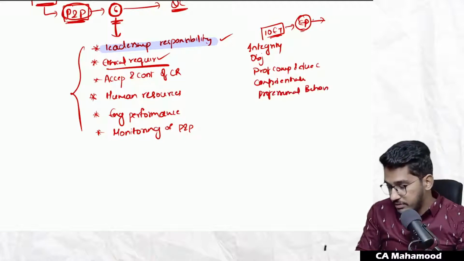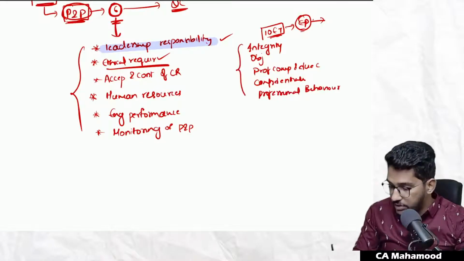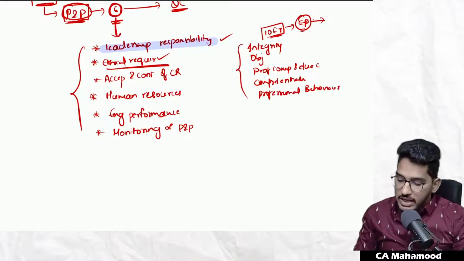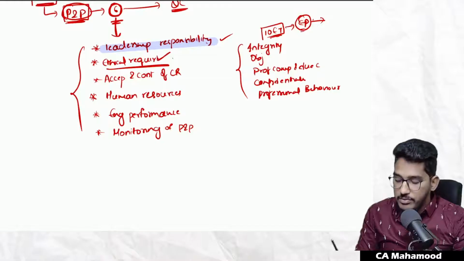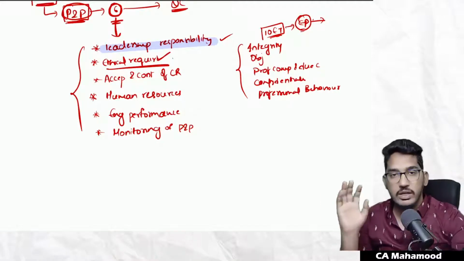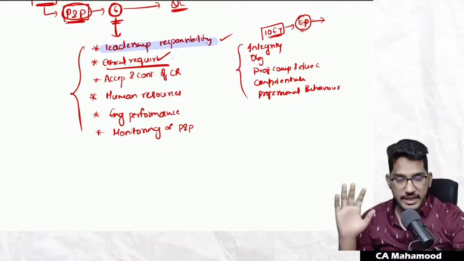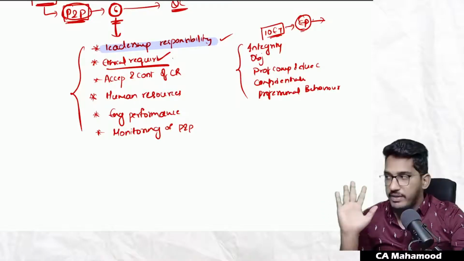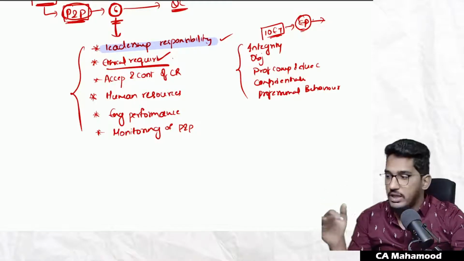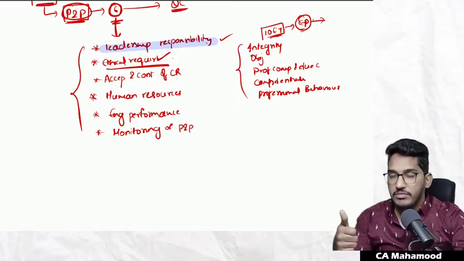So this is not something which we are looking at for the first time. We already know these 5 ethical requirements. That is the second area in which you need to have policies and procedures. If you want to maintain quality in the audit assignments, each and every one of your engagement team members should comply with these 5 ethical requirements, including independence.